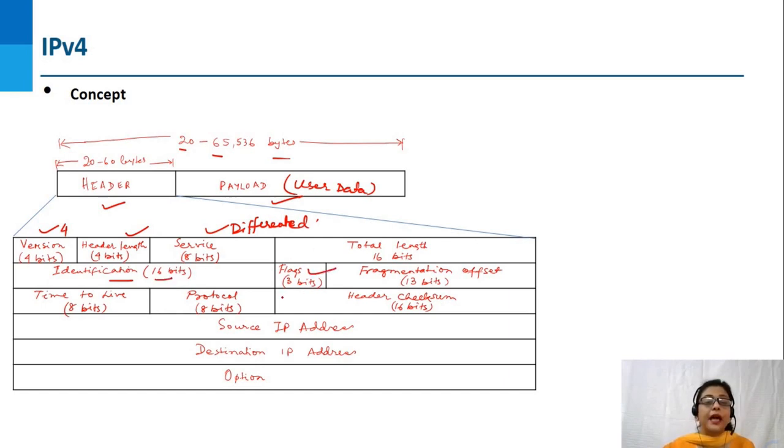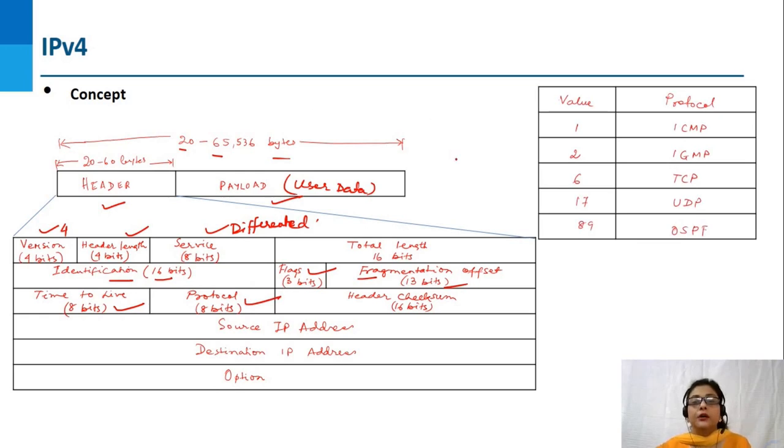Then we have the flag bits, which are 3 bits. Then we have fragmentation offset, which consists of 13 bits. Then we have 8 bits of TTL, also called time to live. Then we have 8 bits of protocol here. This defines the type of protocol. The values and the protocol types are given here.